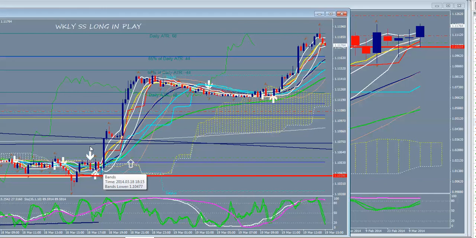I got into that at 10.58. I put a 9-pip stop in it. And it was ready to go. This is one of those trades that move quickly, and I was able to have a really great first scale. I waited till we had price move almost 80 pips.